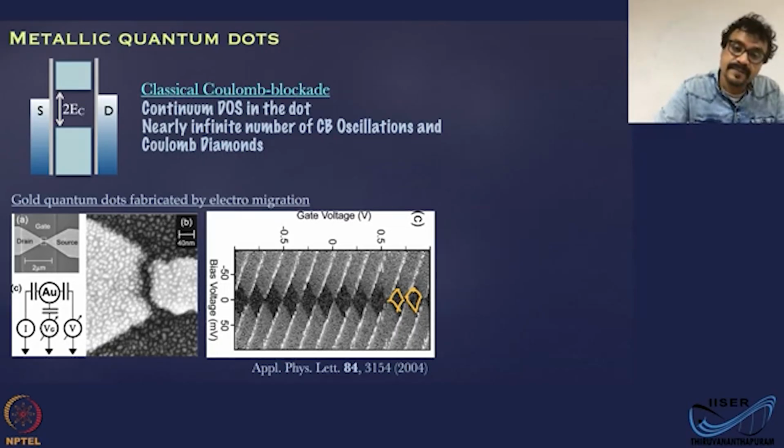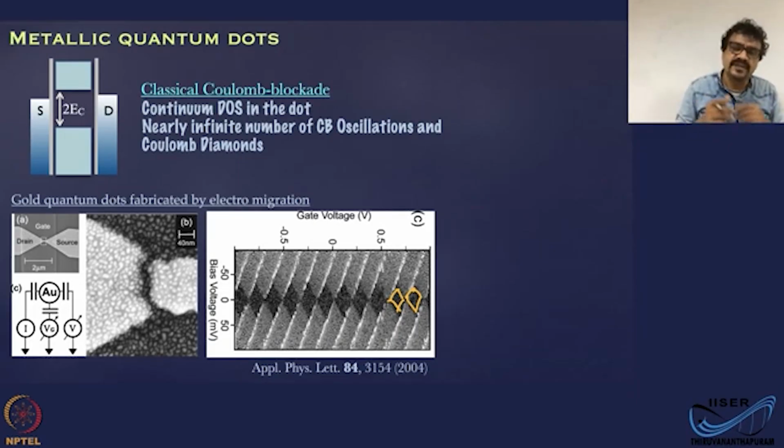This is the behavior when you have a metallic quantum dot. These diamonds will go on forever. You'll get many diamonds, almost infinity, because you have that many electrons inside the dot, that many states inside the dot. So you have so many diamonds which are almost identical looking.